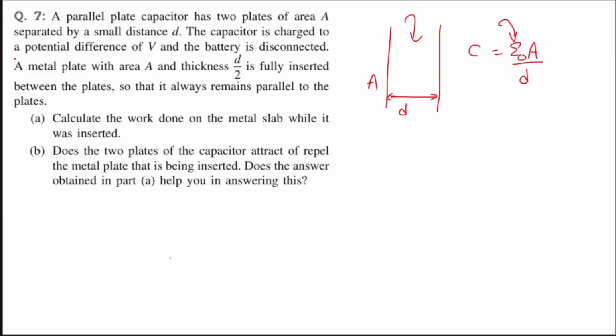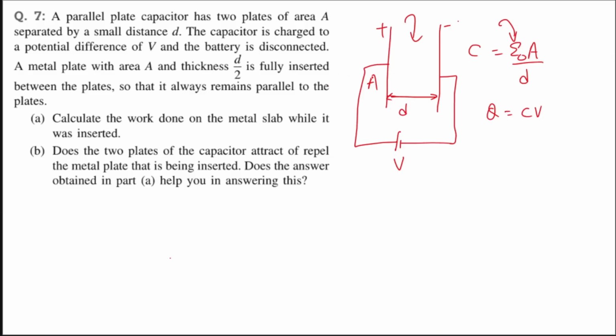The capacitor is charged to a potential difference of V and the battery is disconnected. So what we are doing, we are connecting it first with a battery of potential difference V. In that case, it will get charged, right? What will be the charge on this one? Its capacitance is C, so the charge it will receive is CV. One plate will receive positive charge plus Q and the other will receive the same amount of negative charge, right? So this will happen like this.